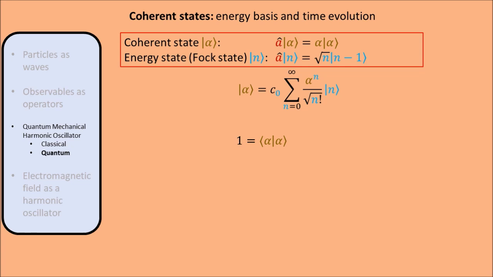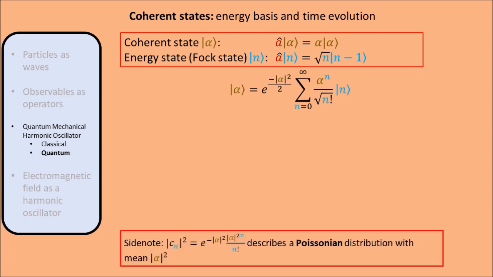If we plug in the expression we found for the coherent state and recognize the summation as the Taylor expansion of the natural exponential function, then we find an expression for C0. And with this result, the expression for the coherent state in the energy basis is now complete. Note that the coefficients give a Poissonian probability distribution with a mean that is the squared modulus of alpha.